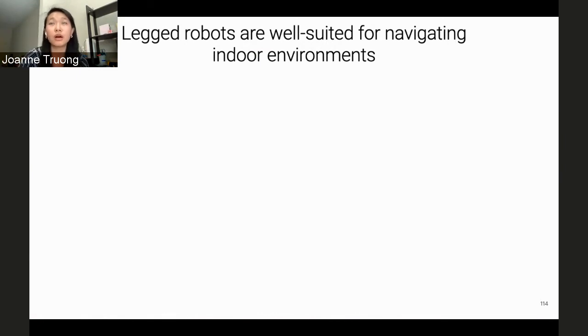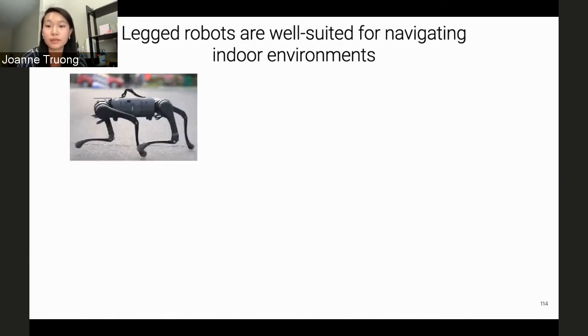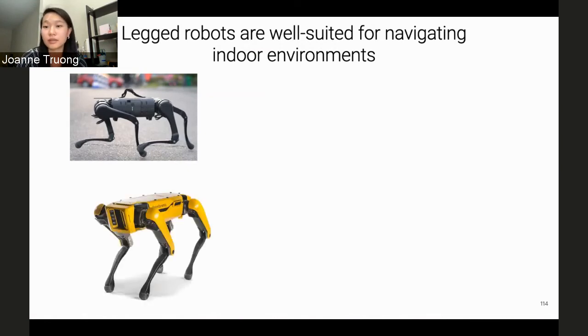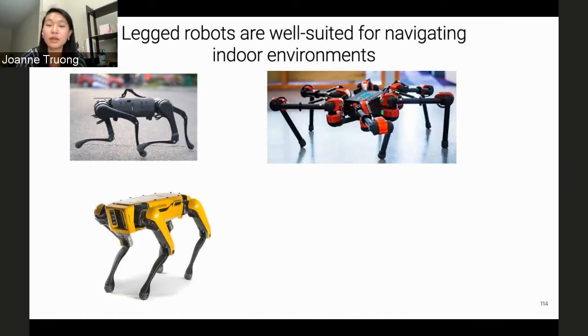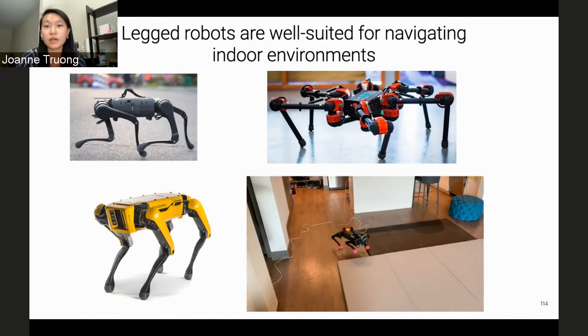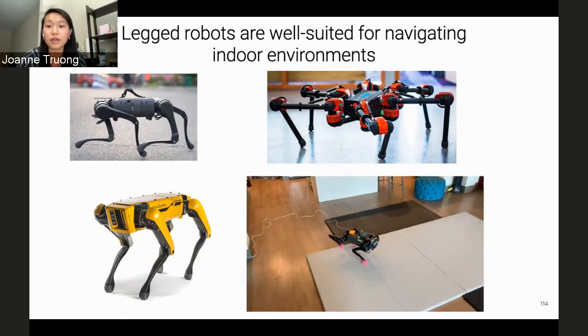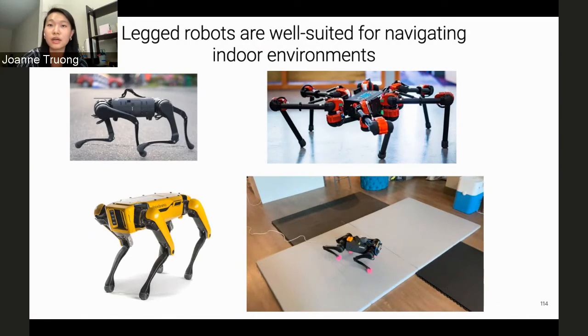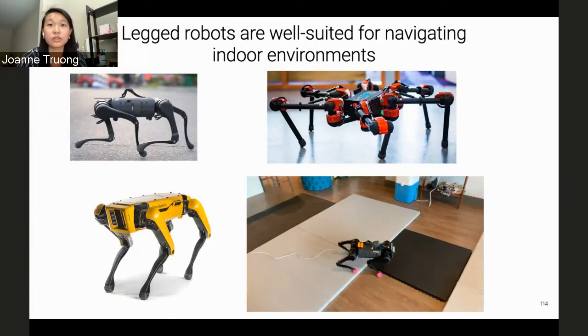Legged robots are well suited for navigating indoor environments, and legged robots such as quadrupeds from Unitree, Boston Dynamics, and hexapods from Heavy Robotics have all emerged on the market as mature, robust commercial robotic platforms. Legged robots are agile and they can easily traverse uneven grounds in homes like carpets and stairs. So they're ideal for indoor navigation.